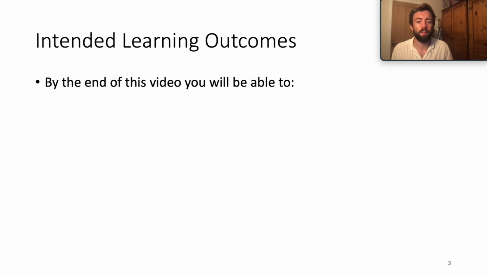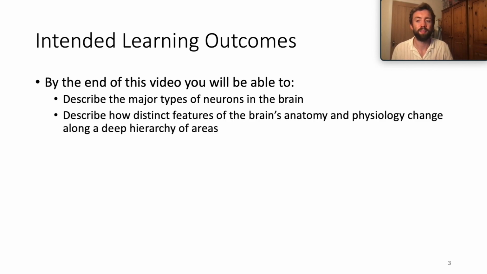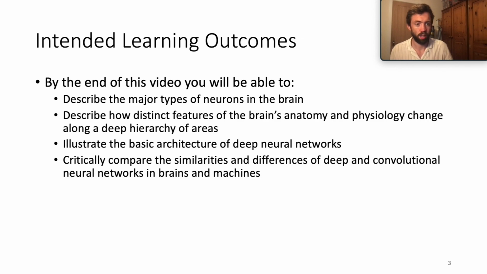By the end of the video, you'll be able to describe major types of neurons in the brain. You'll be able to describe how distinct features of the brain's anatomy and physiology change along a deep hierarchy of brain areas. You'll be able to sketch the basic architecture of deep and convolutional neural networks, and to critically compare the similarities and differences of deep and convolutional neural networks in brains and machines.